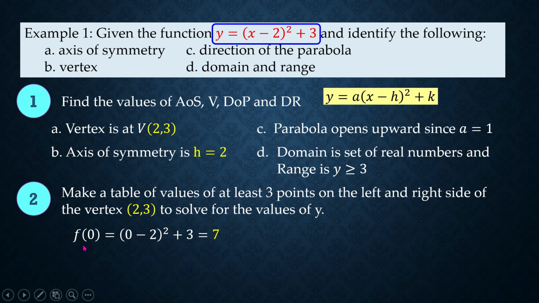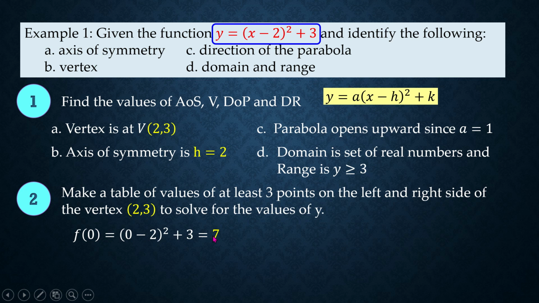So, I started with if x is 0. So, 0, ang equation, y is equal to the square of x minus 2. Mao na 0 minus 2 squared, then plus 3. So, 0 minus 2 is negative 2. The square of negative 2, negative 2 times negative 2, is positive 4.